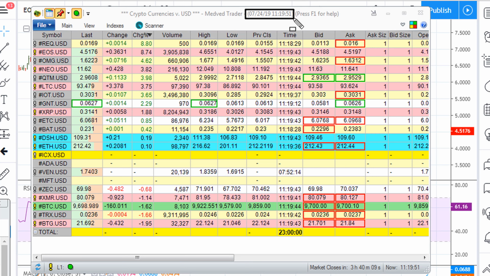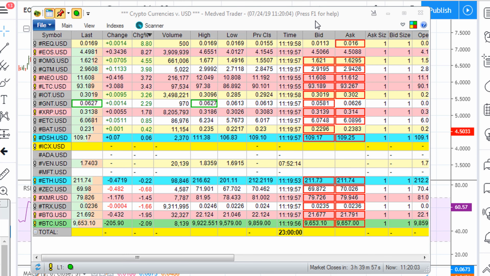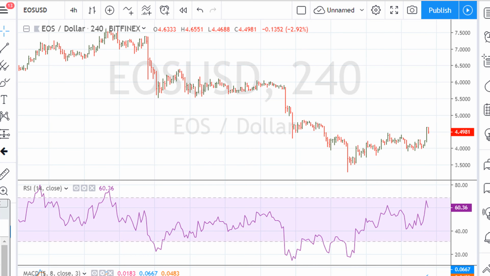I just noticed that EOS was moving earlier, like over the last half hour or so. The high for the day is 4.65. Let's see what the 4-hourly is doing, because you might see where it is stalling based on the RSI. So I'll keep this very brief.